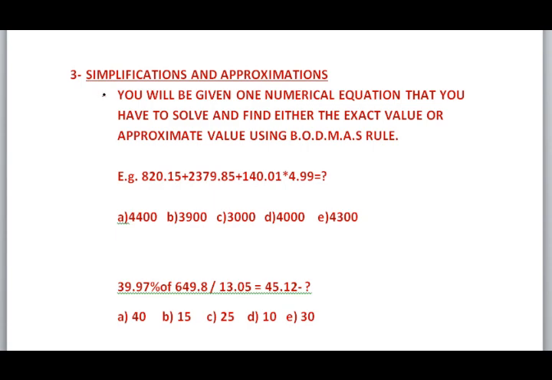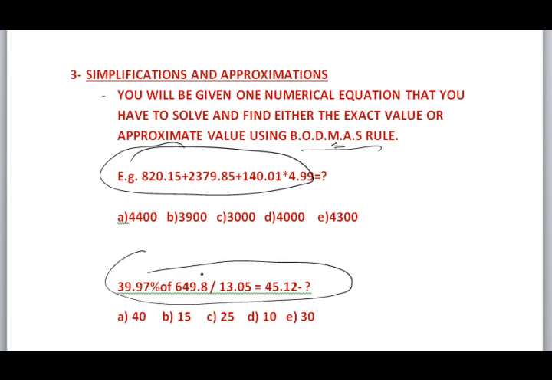Next is simplification and approximation. In this, you will be given one equation that you have to solve using this rule: bracket, division, multiplication, addition, subtraction. Now what is this? Like in this equation, multiplication and addition are there. So which task will we perform first? We will do multiplication first because M comes first in this particular rule. Similarly, in this we have division, subtraction and percentage. So first we will find the percentage, then we will divide and then we will subtract the number. So using this basic rule, we will solve these kinds of equations.